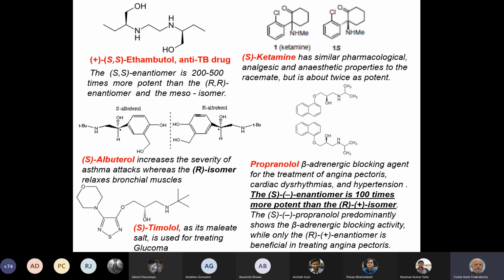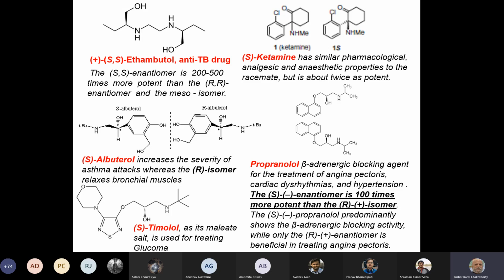Here, this slide also shows some other chiral molecules, like ethambutol. It is an anti-TB molecule, and the SS enantiomer is 200 to 500 times more potent than the RR enantiomer. And similarly, many other molecules.